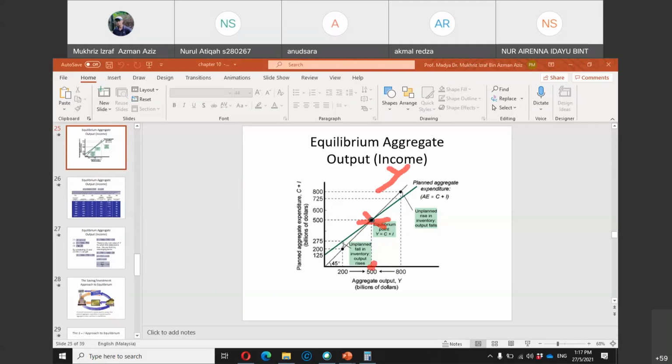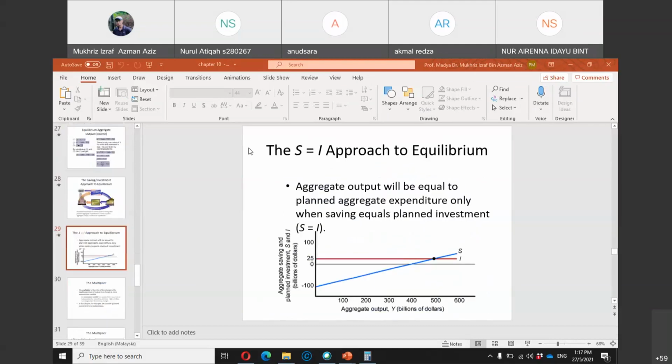So another way to find the value of 500 is by using the saving equals investment function, the S equals I approach. Whenever saving equals investment, that is when the two lines intersect, and you can also find the value of the equilibrium using the saving equals investment approach.